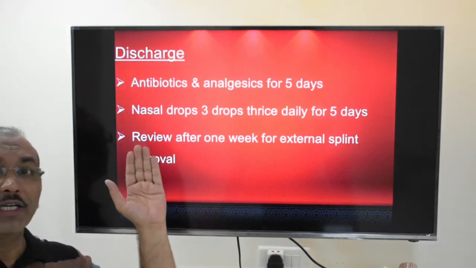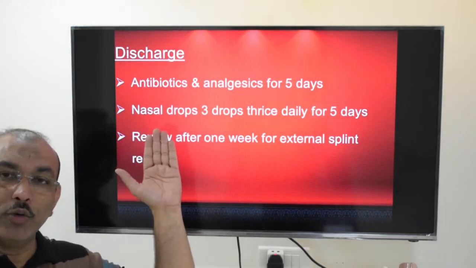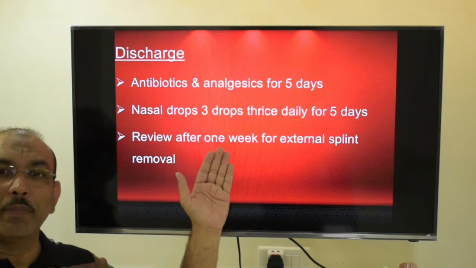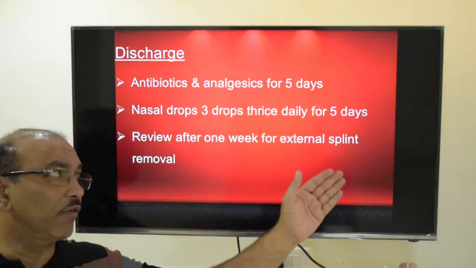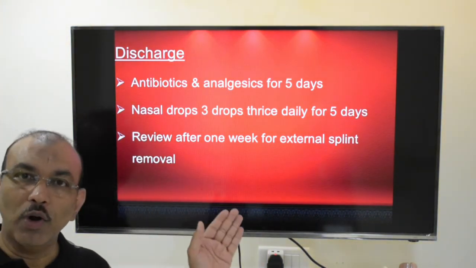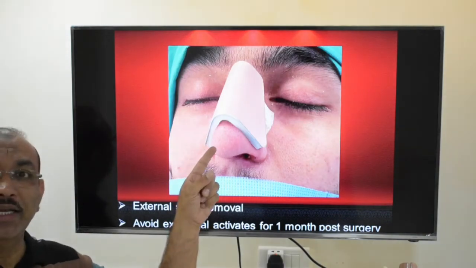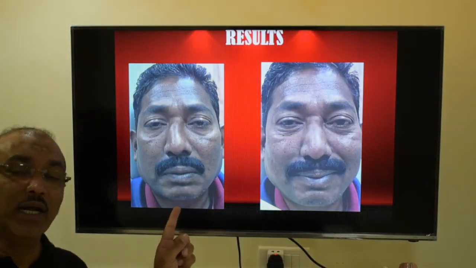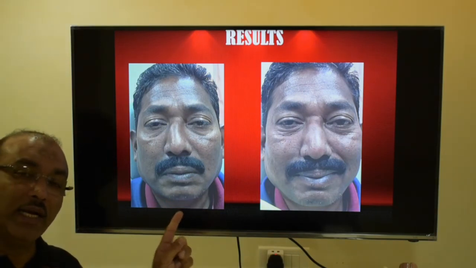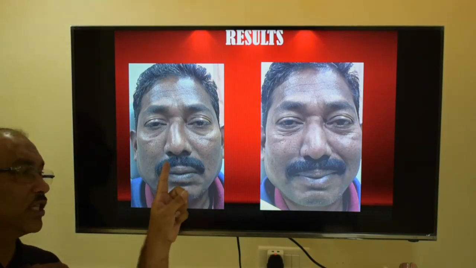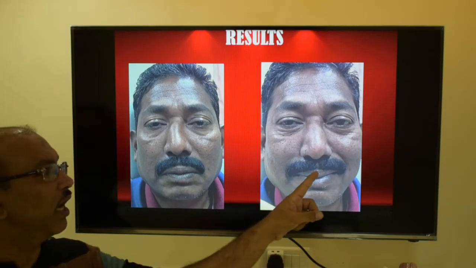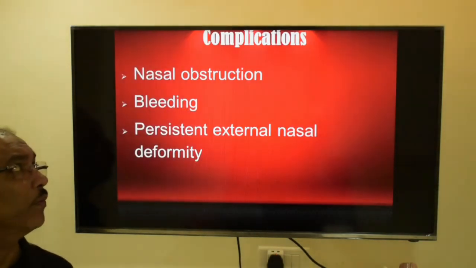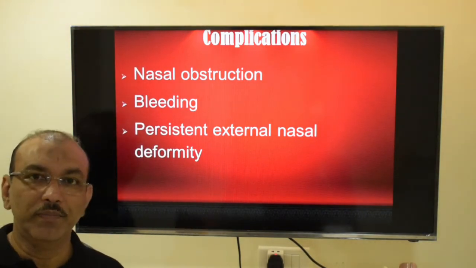So, at the time of discharge, you get an antibiotic course and a painkiller. Along with that, nasal drops which you have to apply, 3 drops 3 times daily for 5 days, and review after 1 week for removal of the external nasal splint. So this is one of my patients, where the nasal bone reduction was done in the OPD itself. This is before reduction, this is after reduction. He is very happy. Now, what are the complications of surgery?